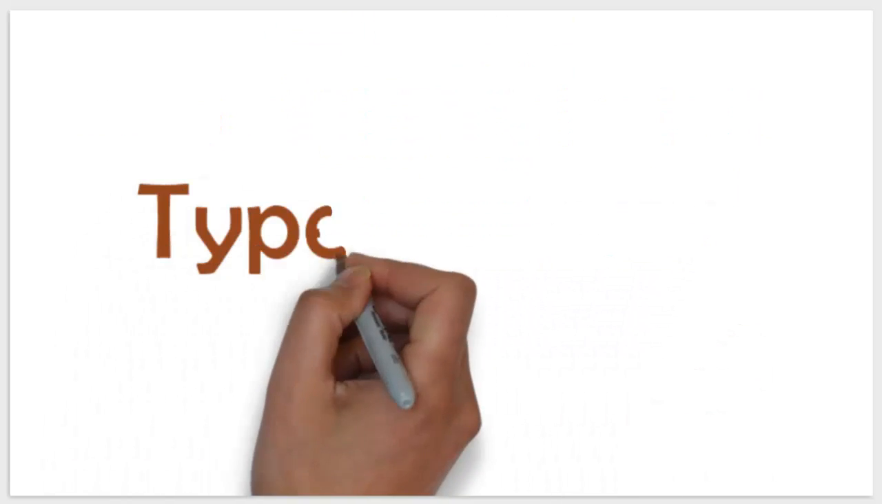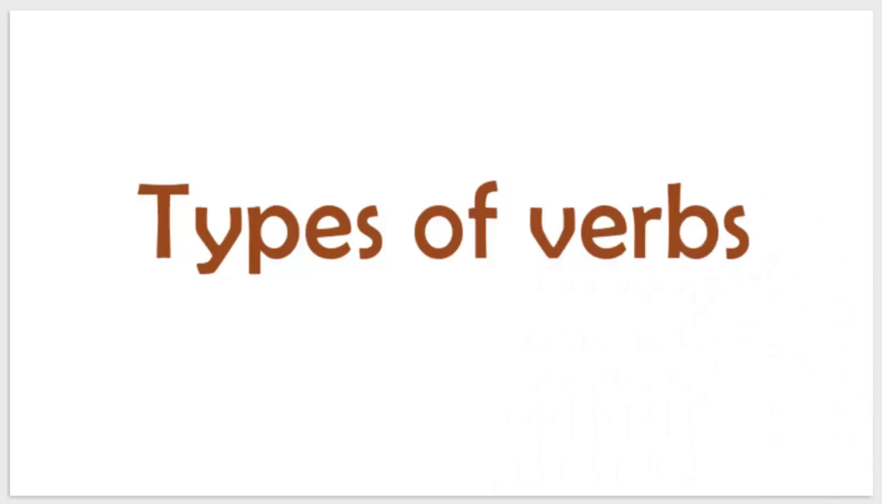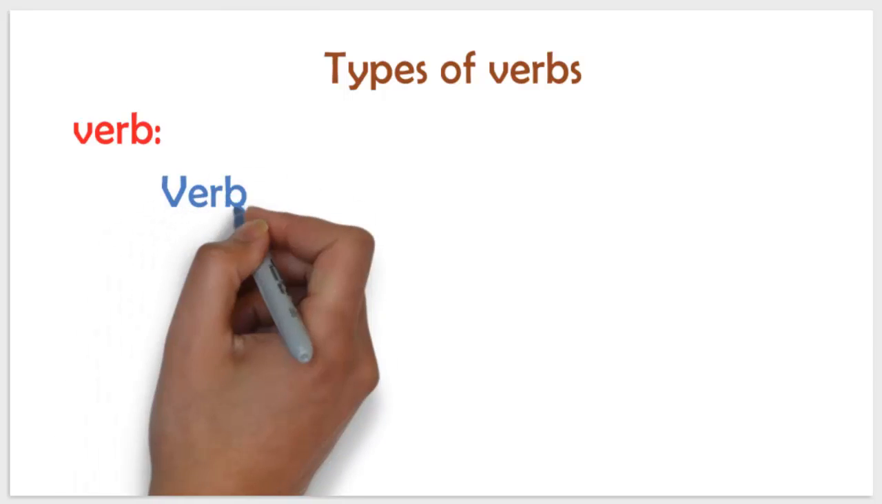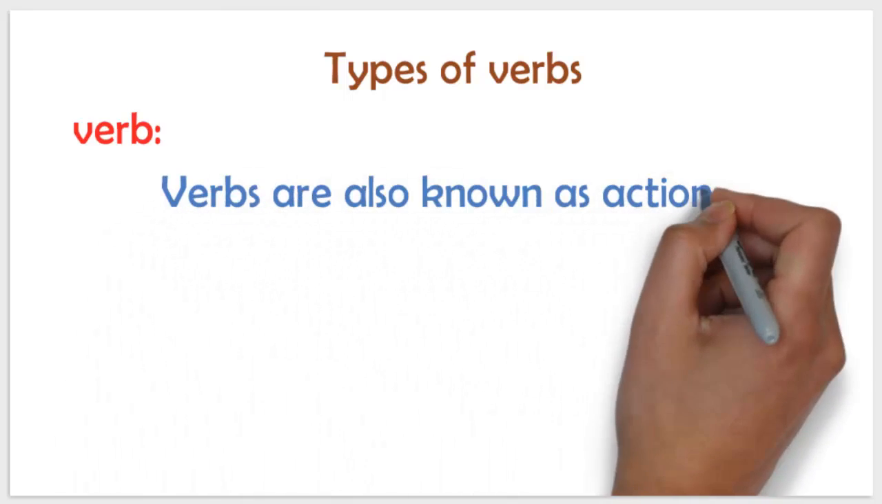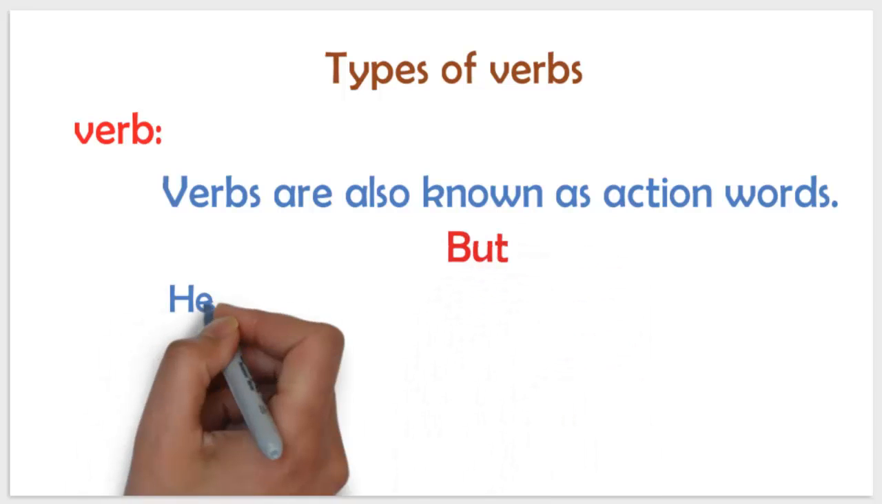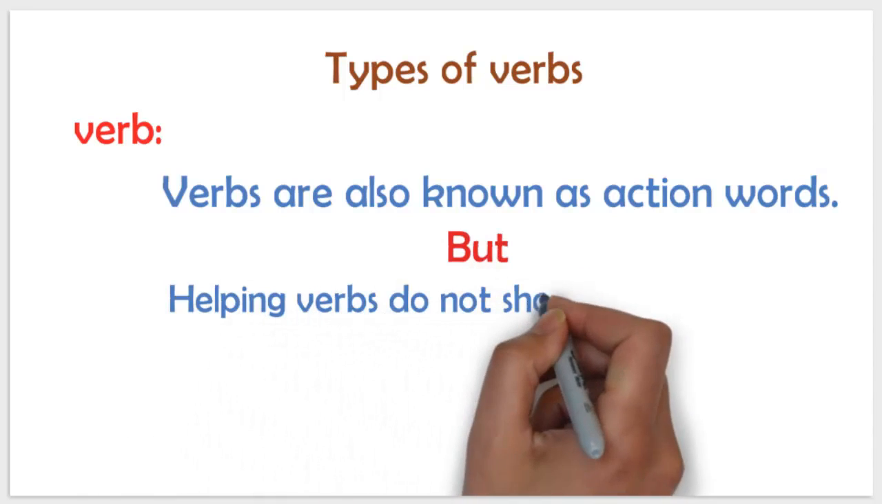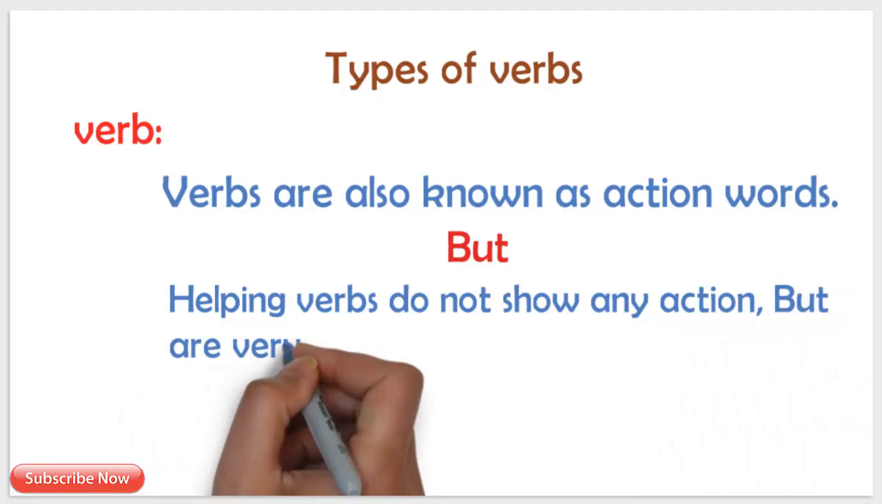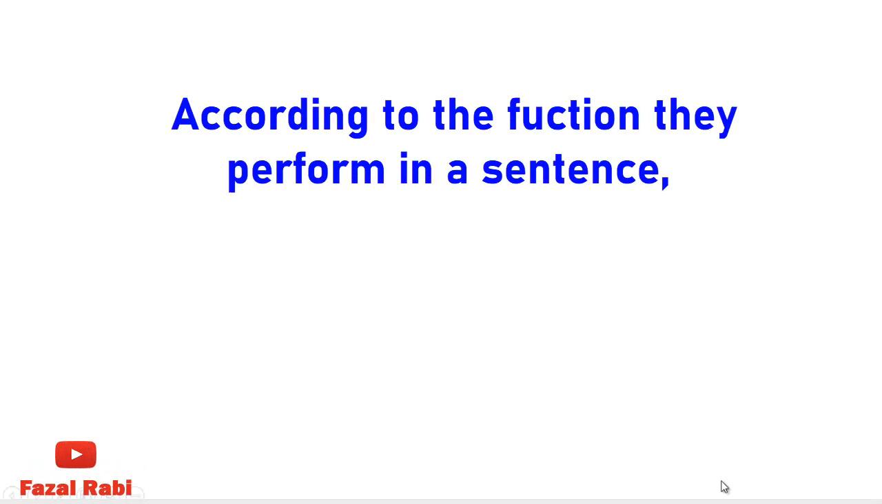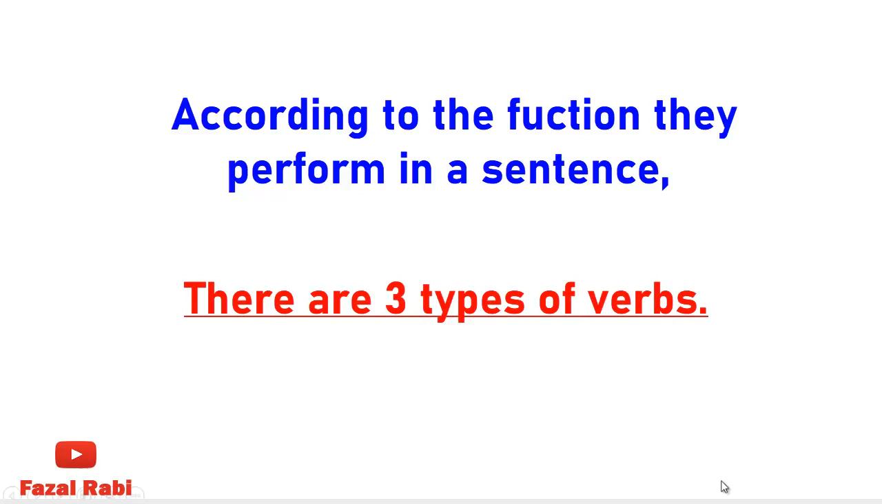Today we will learn about verbs and their types. We know that verbs are also known as action words, and we also know about the helping verbs, which do not show any action but are very important in a sentence. Now we will learn about various types of verbs according to the function they perform in a sentence.